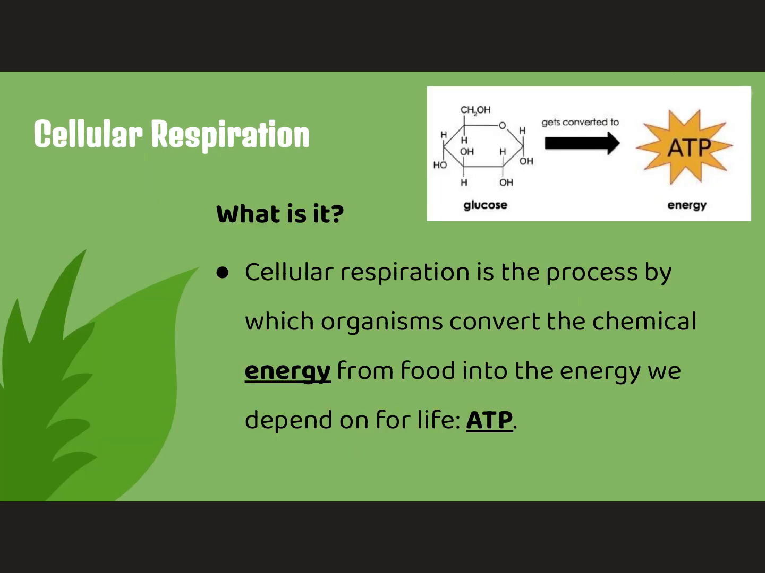First, we have to ask ourselves, what is cellular respiration? Well, it's the process where organisms convert chemical energy from food into ATP. And ATP is the energy we depend on for life. And so up here in the right-hand corner, you can see that cellular respiration is the process where we take glucose and we turn it into ATP.